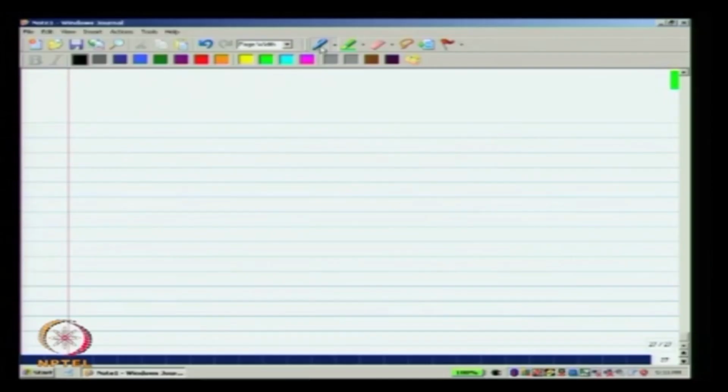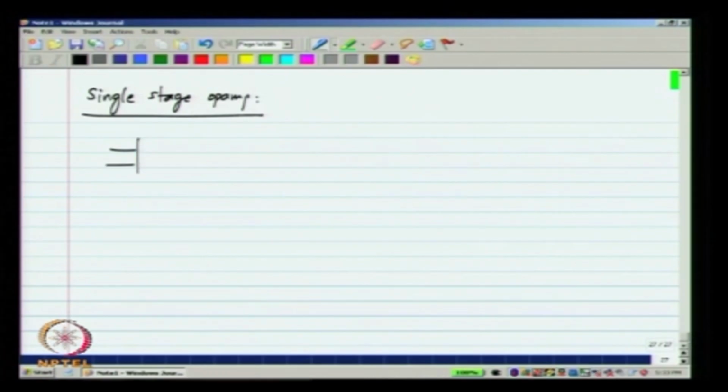Okay. Now, let us revisit how we got the two stage op amp. First of all, let me start with the simplest op amp that I had, which is just that one. Okay. Let me just name them, or let it be like this.